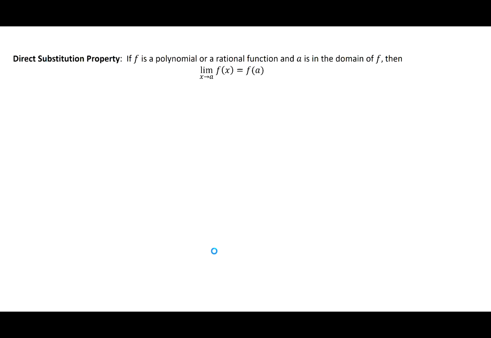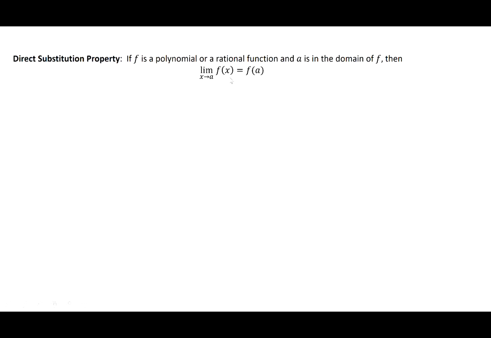All right. Next. Direct substitution property. If f is a polynomial or a rational function and a is in the domain of f, then the limit of f of x as x approaches a equals f of a. This is what I was talking about. Earlier I said, when we say limit as x approaches a, x merely approaches, x will never equal a, right? Finger wagging.